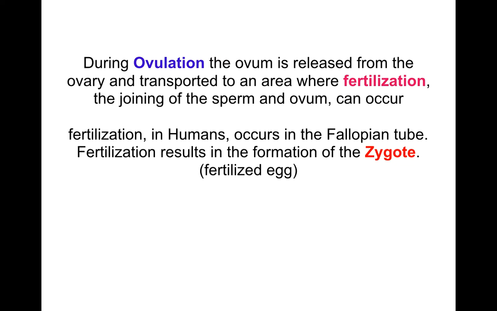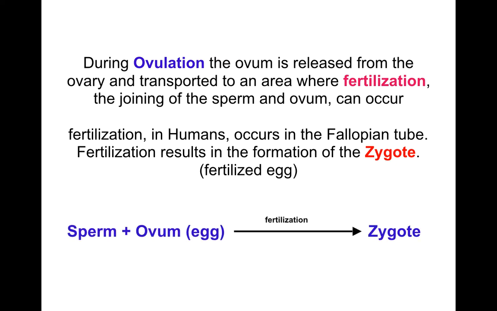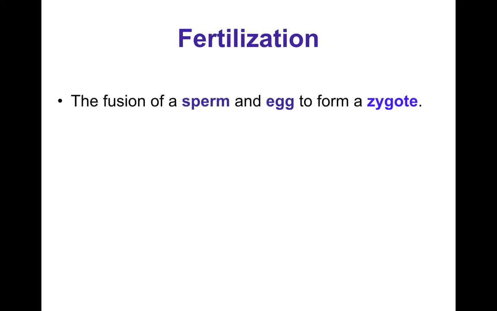Fertilization results in the formation of what's known as a zygote. That's the fertilized egg. So sperm plus ovum, or egg, once they get fertilized, they produce what's known as a zygote. The fusion of sperm and egg to form a zygote is known as fertilization. A zygote is a fertilized egg.